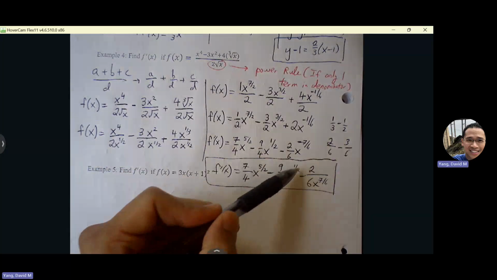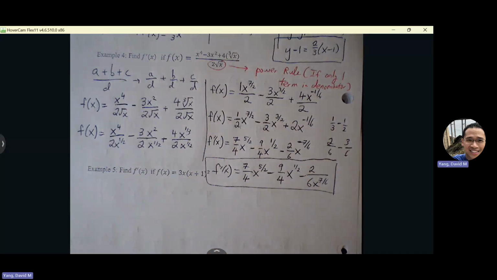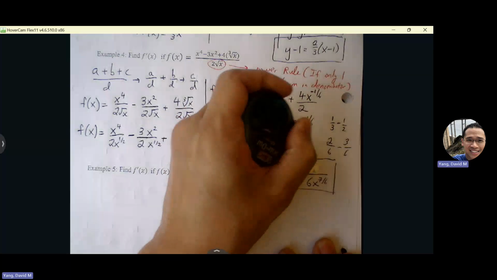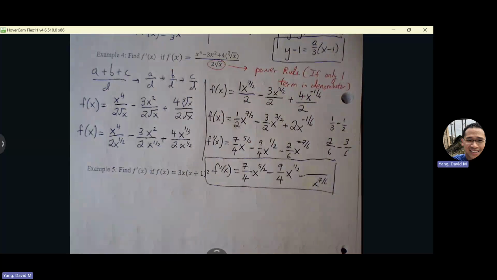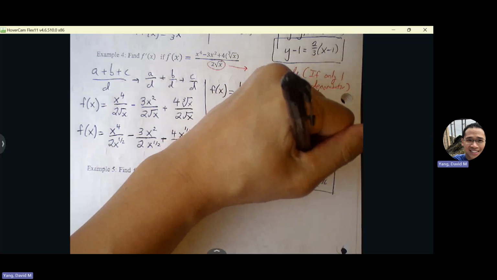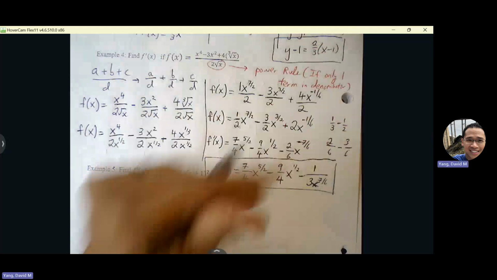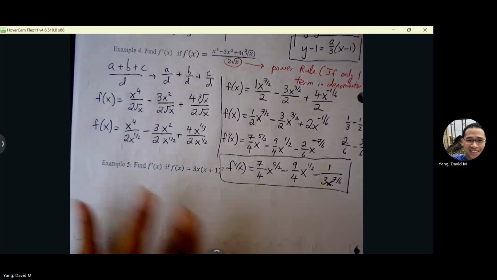And then you can reduce this 2/6 to be 1/3. It's fine if you leave it as 2/6. I won't take off any points if you don't reduce your fractions, but I think it's possible. I think it's good to practice that reducing.